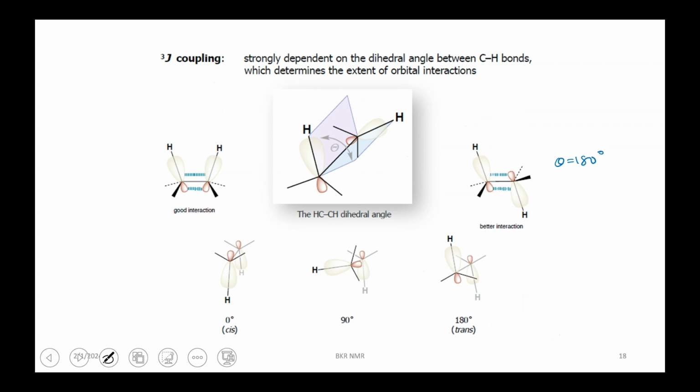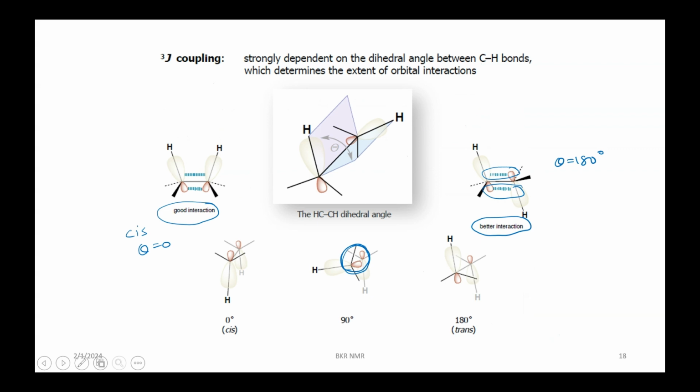So you can see the better interaction, and that will give rise to a higher coupling between the two adjacent protons on the adjacent carbons compared to cis coupling, that is theta equal to 0, with both hydrogens on the same plane. There I'll have good interaction, but when I have 90 degrees, there is no interaction between the orbitals. That is poor interaction, which gives the lowest J value. So 180 will be highest, then comes 0, and then comes 90.